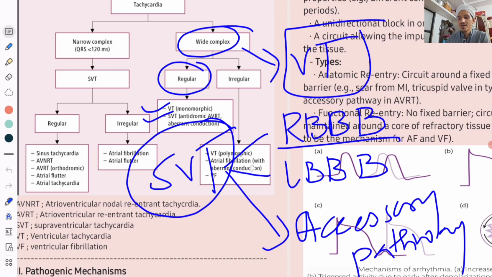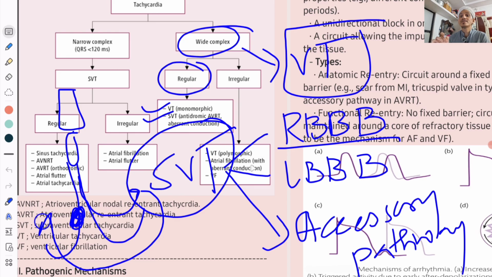What will happen when there is a bundle branch block? This is the AV node. This is the bundle of His. Okay, and this is the right bundle branch and left bundle branch. So when there is a blockage here, the impulse should go to the left ventricle, and from there it should come to the right ventricle, because there is delayed depolarization of the ventricles because of blockage either here or here in the left bundle. That's why the complex is becoming wide.